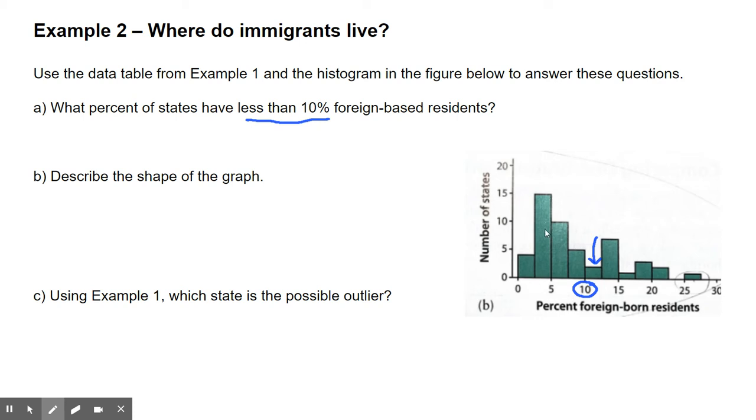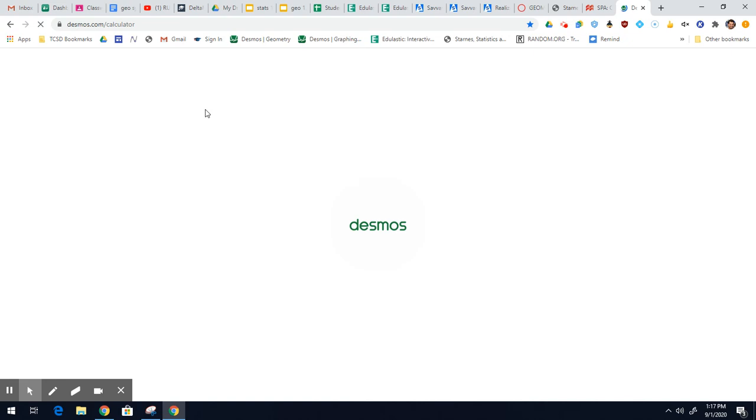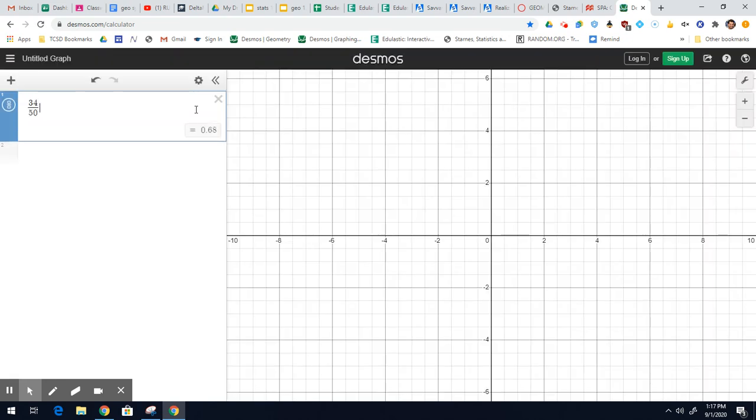Now we have to estimate the number of states per bar. So this looks like 5. This looks like 10, and I'm just going straight across to the left. That looks like 15, and I'm going to estimate that's about 4. So we'll add those together. That's 4, 19, 29. I guess 34 states out of the 50 have less than 10%. We're going to divide that by 50. That'll give us the proportion or the decimal. We're going to times that by 100 to get the percentage. Okay, so what I'll do now is I'll go to the Desmos graphing calculator. It was 34 divided by 50 times 100. And that's 68, and that would be the percent.